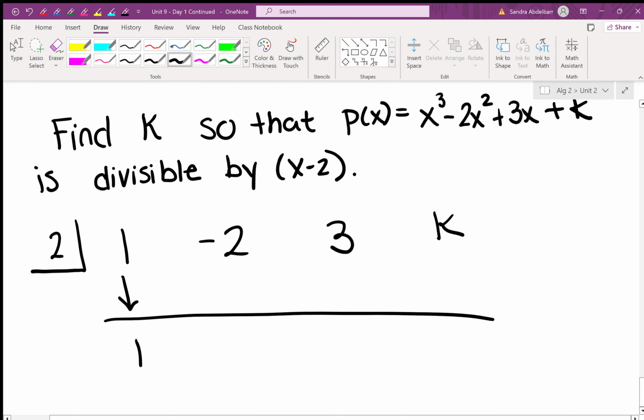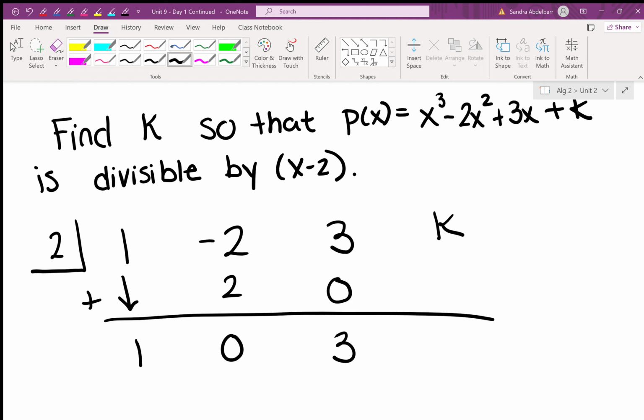Bring down the 1. 1 times 2 is 2. Negative 2 plus 2 is 0. 0 times 2 is 0. 3 plus 0 is 3. 3 times 2 is 6. This is our last column.